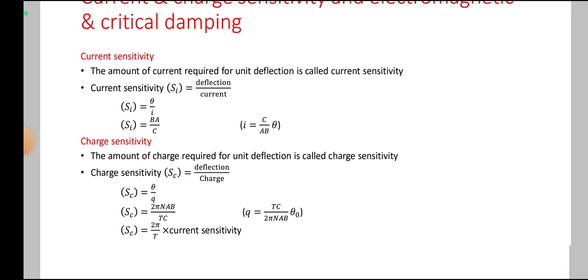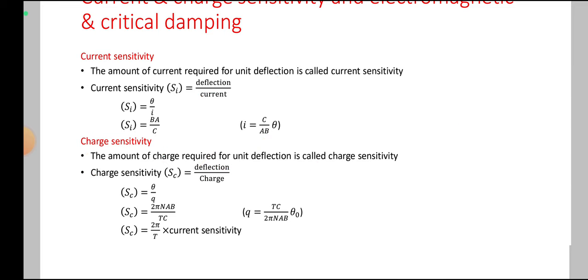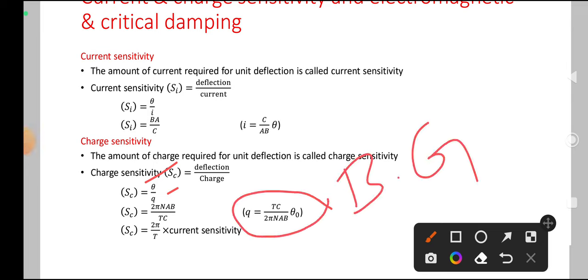See the formula. The amount of charge required for unit deflection is called charge sensitivity. Charge sensitivity has the same formula as current sensitivity, but in the place of current, charge is present. So the formula is theta by q, where theta indicates deflection and q is the charge. This q is taken from the ballistic galvanometer. Everything is taken from the ballistic galvanometer only, so before watching this video, please watch the moving coil ballistic galvanometer video. I will provide the link also.